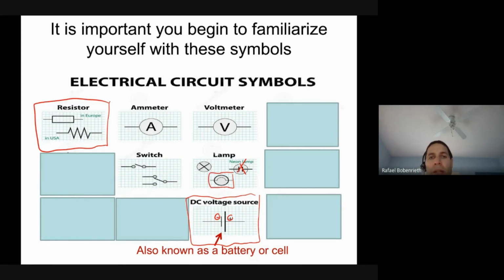ammeters and voltmeters when we get to talking about the actual lab, but just know that an ammeter, as its name implies, is a meter of amps, a measure of current. A voltmeter, as its name implies, measures potential difference between two spots in a circuit. I'm going to show you how you use ammeters and voltmeters here in a second in these circuit diagrams. Okay, so it's important to start internalizing these electrical symbols.